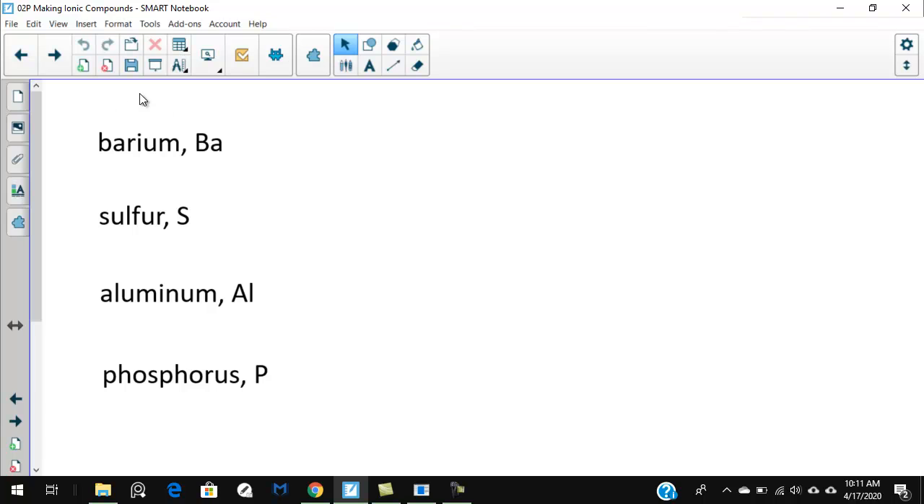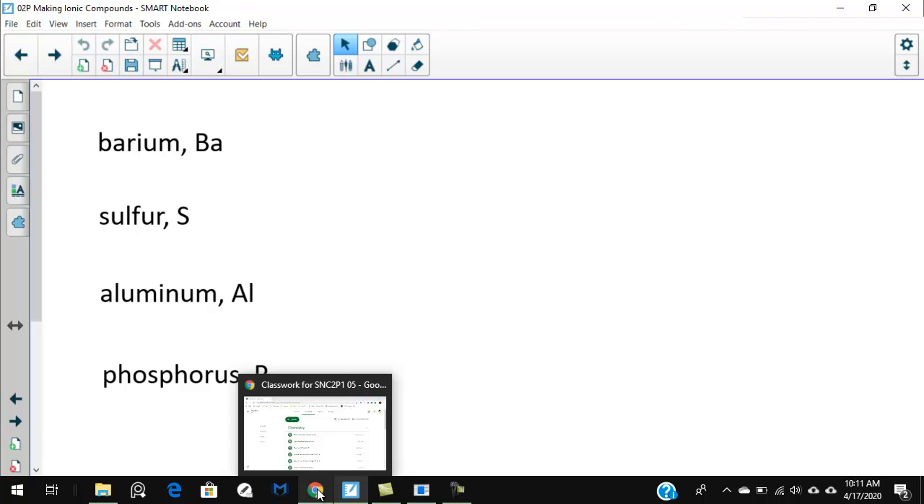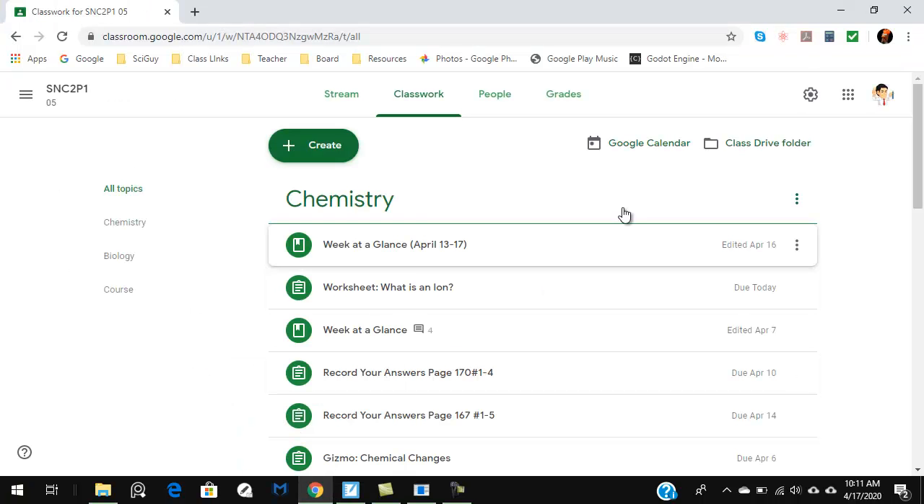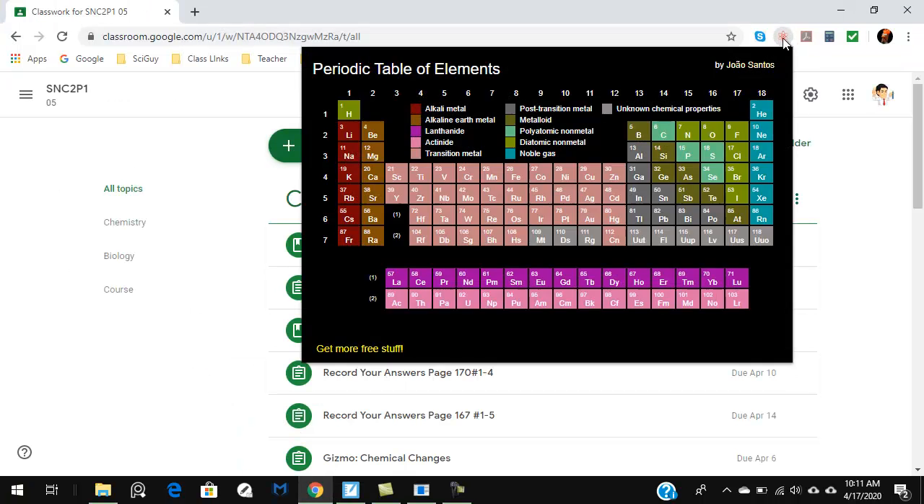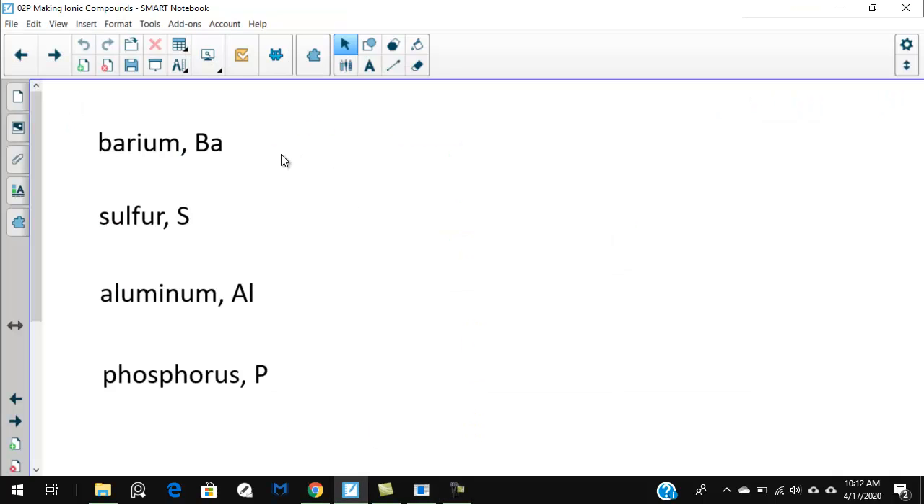All right. So again, when we do this, we need to look at a periodic table. So the first atom there is barium. When we look for barium, it's right here, and that's in the second group of the periodic table. And it's 1, 2, 3, 4, 5. It's in the sixth row. So second group, sixth row. So let's take a look at that.